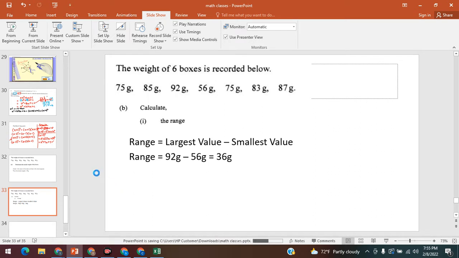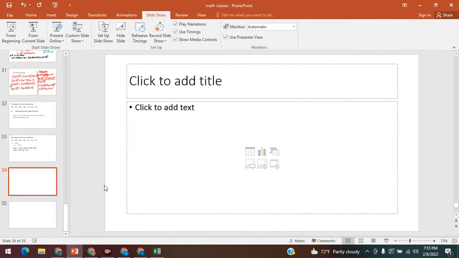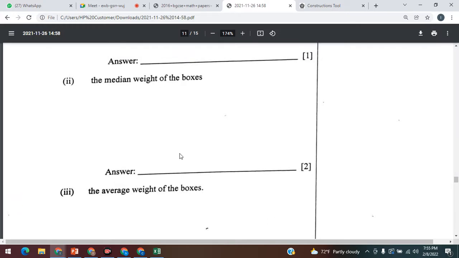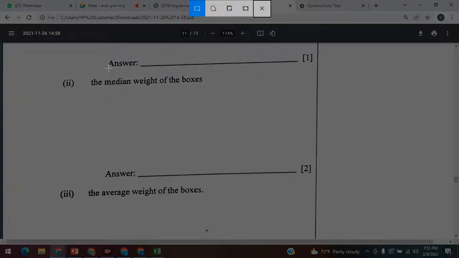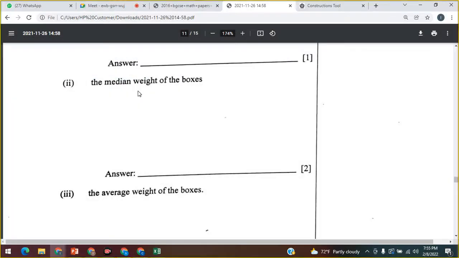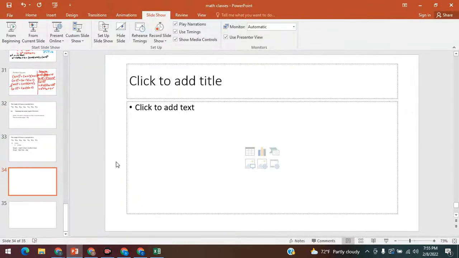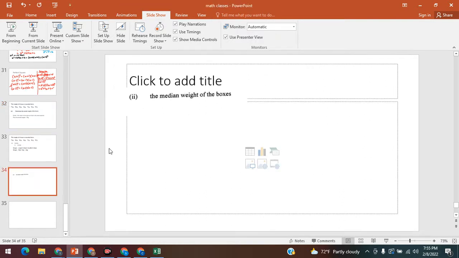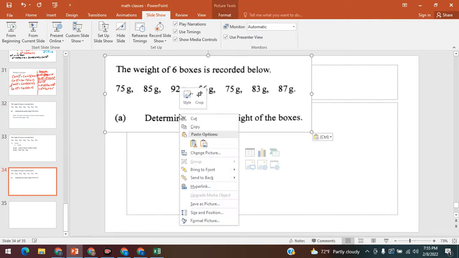All right, that's good. So the range is largest minus smallest, 36 grams. Next up we want the median. And what is the median? The middle number. You have to arrange it from least to greatest. The answer is 83. You think so?